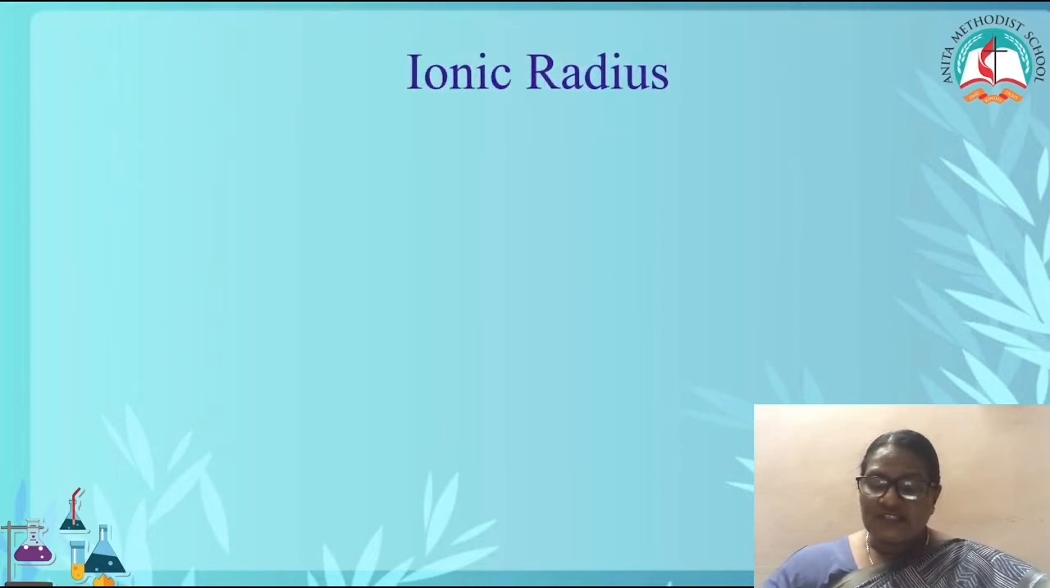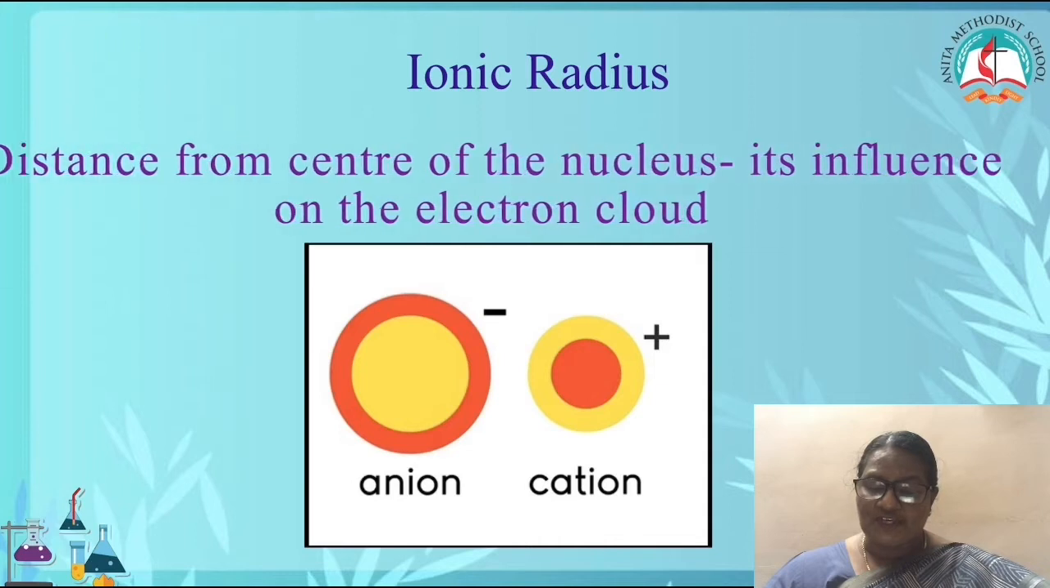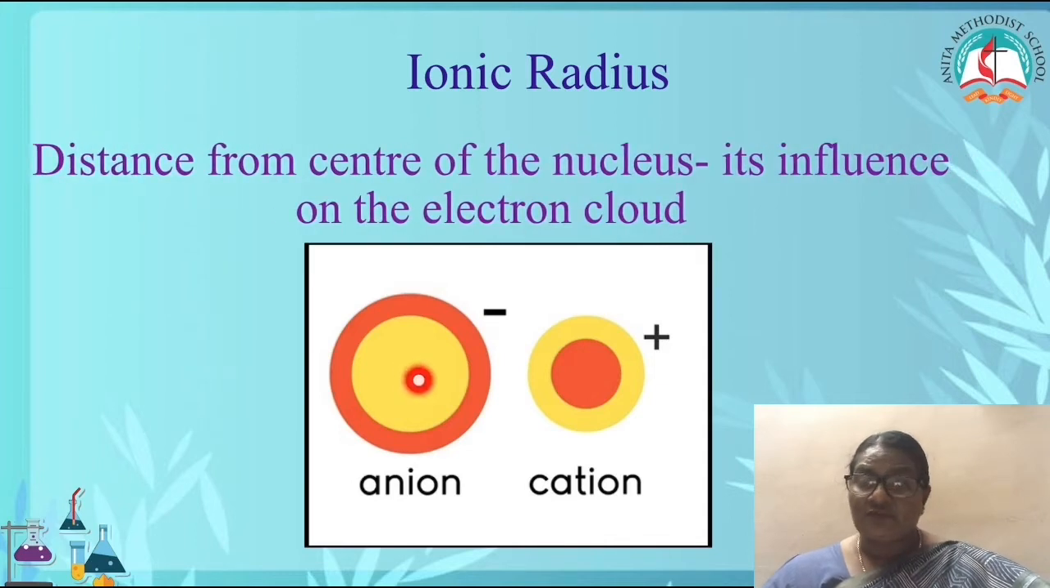Ionic radius, so this is an anion and this is a cation. It is defined as the distance from the center of the nucleus till the point where it has influence on the electron cloud. This is an anion and this is a cation. So just understand, cations are always smaller in size than the anion.